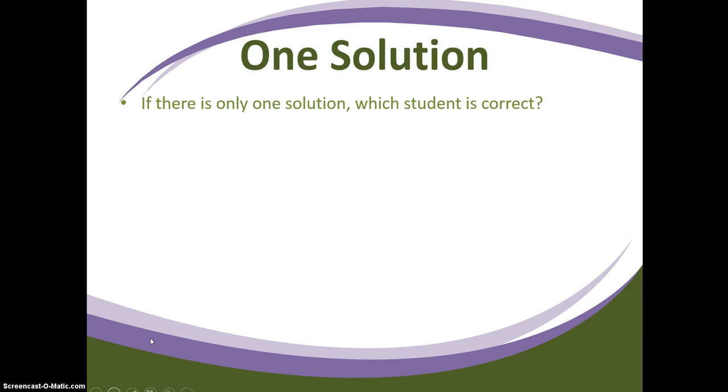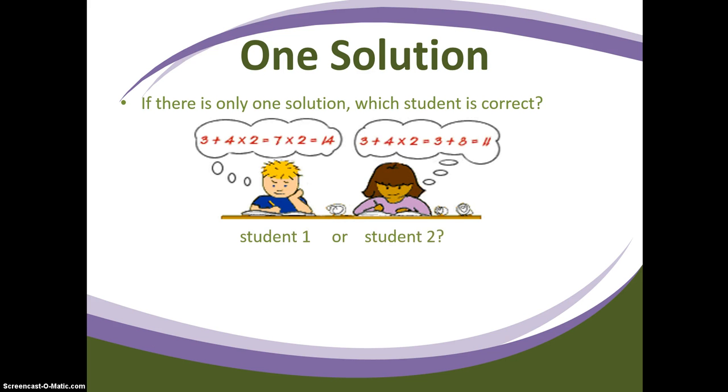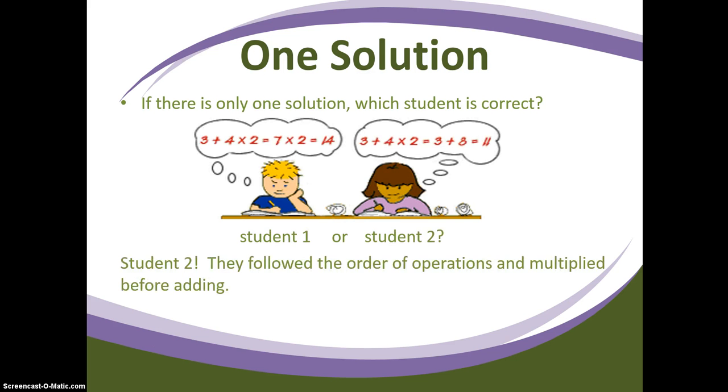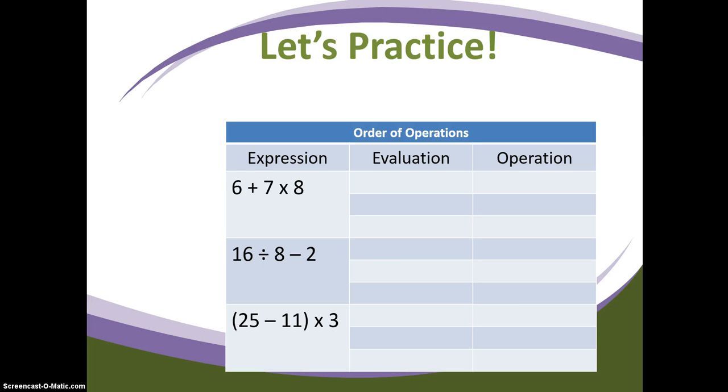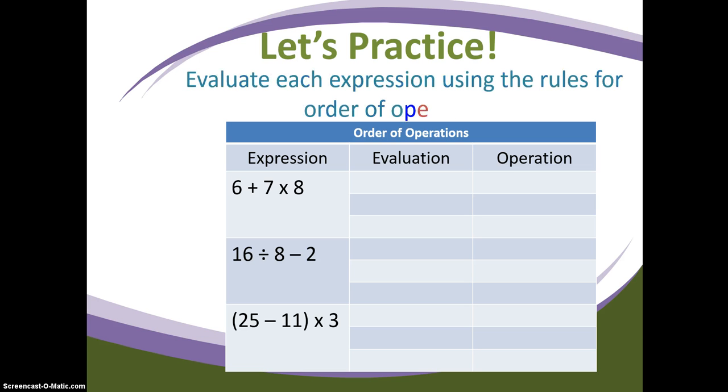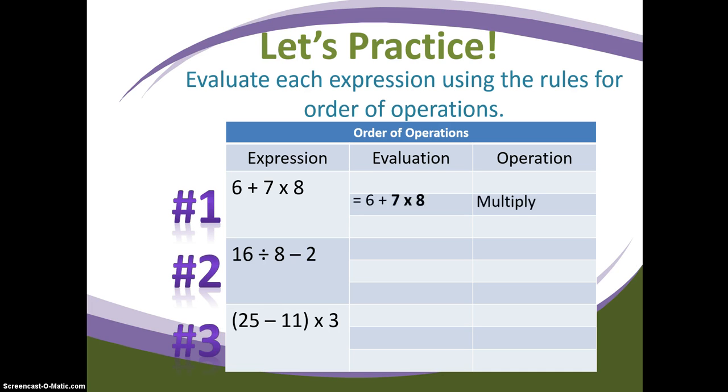So if one student is correct, which one is it? Student 1 or student 2? Well, student 2 is correct. They followed the order of operations and multiplied before adding. So let's practice some. If we look at this first one, 6 plus 7 times 8, we're going to evaluate the expression using the rules of order of operations. So first, 6 plus 7 times 8, we need to multiply first. 7 times 8 is 56, so then our operation is addition, and we get 62.